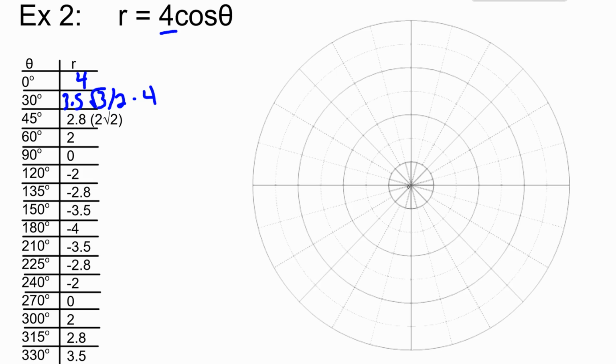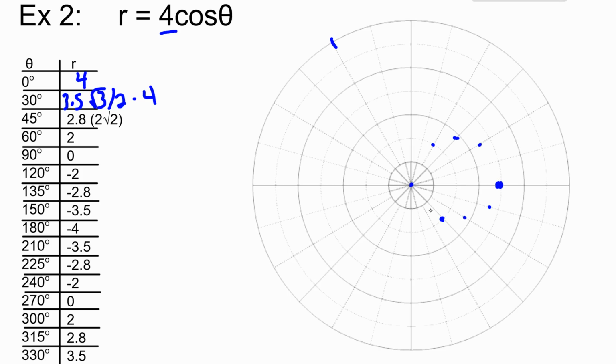So I'm going to graph these. At 0 degrees, I'm out 4. And this time each circle is 1 unit. So 1, 2, 3, 4. There we go. At 30, we're at 3.5. At 45, we're at 2.8. At 60, we're at 2. At 90, we're at 0. At 120, we're at negative 2, so we go in the other direction. We're going to be right there. At 135, we're at negative 2.8. At 150, we're at negative 3.5. And then at 180, we're at negative 4, which is back to that first point that we graphed.